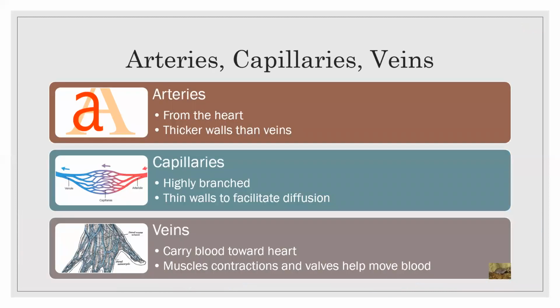So as I mentioned earlier, closed systems have lots of different types of vessels, right? So let's kind of go into them. So we have 3 kinds: arteries, capillaries, and veins. So the heart will pump blood out, and it'll go into the arteries. And so because the blood is coming straight from the heart, it tends to have high pressure, and as a result, the arteries have developed thicker walls compared to veins.